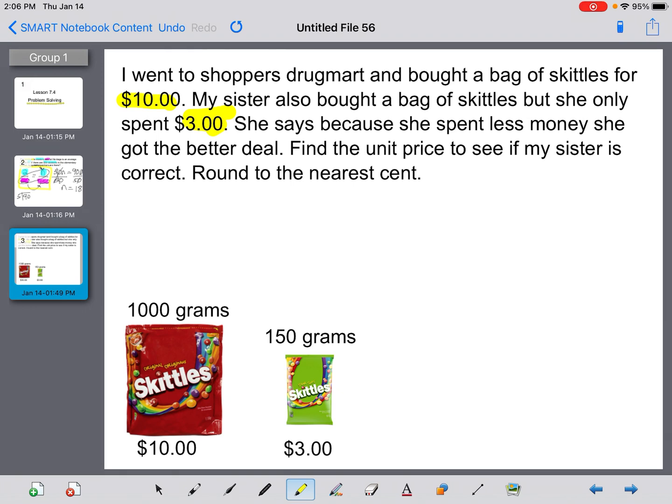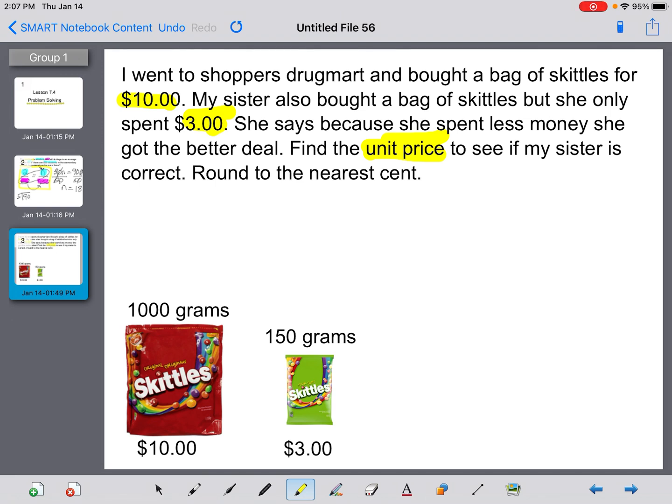Now, we have to ask ourselves, do we agree with that? We want to see if my sister is correct. Did she get the better deal? And the way we're going to do that is we're going to find the unit price. So my sister thinks because she spent less money, she must have had the better deal. But I'm saying to her, no, it's really about the price you spend per gram.